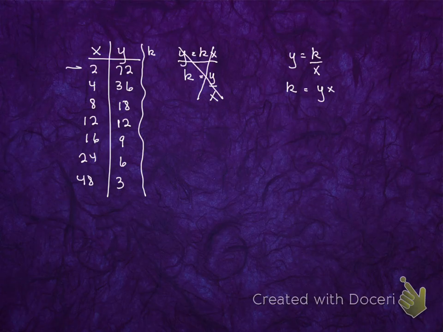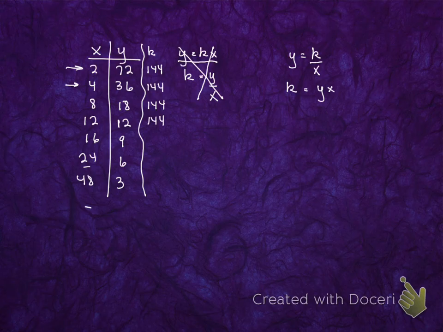So 72 times 2 gives us 144. 4 times 36 gives us 144. 8 times 18 gives us 144. We know 12 times 12.